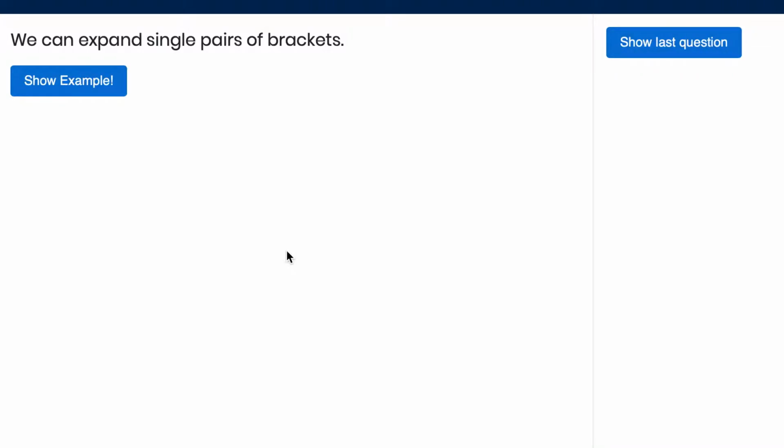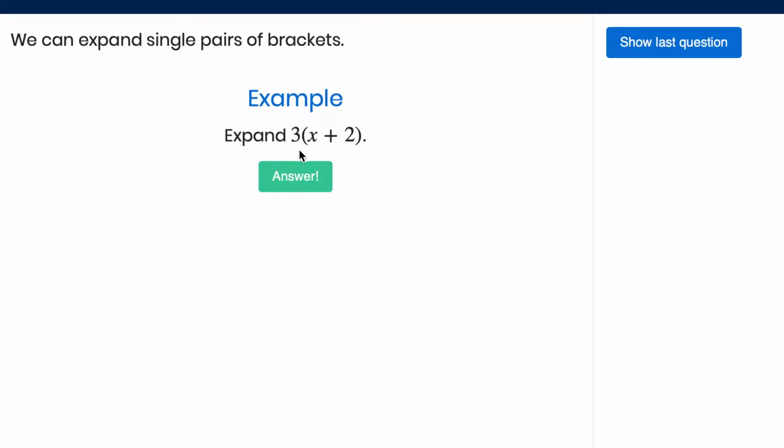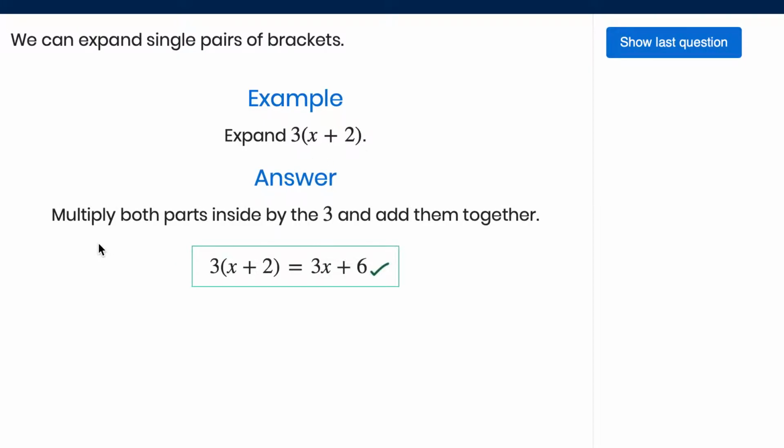In this video, we'll learn how to expand pairs of single brackets. Let's see an example. Expand 3 times x plus 2. Let's see the method. What we do is multiply both parts inside the brackets by the 3 outside and add them together to get an answer of 3x plus 6. And this is because 3 times x is equal to 3x and 3 times 2 is equal to 6.